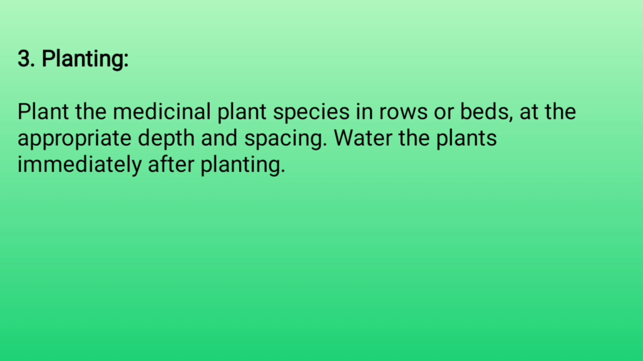When you have selected the site and prepared the soil, the third step is the cultivation of the plants. Plant the medicinal plant species in rows or beds at appropriate depth and spacing. This is very important: cultivate each specific medicinal plant according to scientific procedures and methods in order to achieve good quality production of the feedstock. Water the plants immediately after planting. When you have done the cultivation, you must give water immediately after planting the plants.